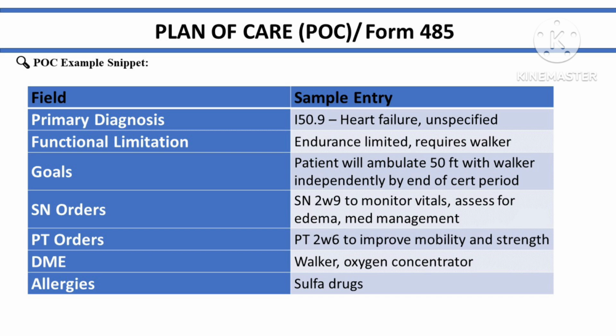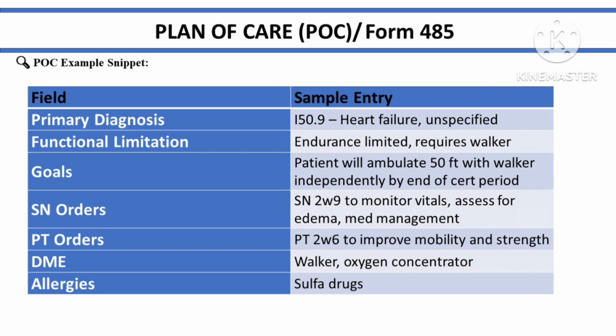Goals section has specific goals for each diagnosis or limitation. For example, patient will ambulate 50 feet with walker independently by end of cert period. This is a specific goal for the limitation to walk independently. Order section has separate orders for every service provider, like SN orders include SN 2 week 9 to monitor vitals, assess for edema and med management. Just like that, PT orders include PT 2 week 6 to improve mobility and strength.